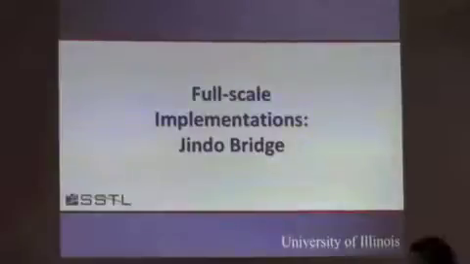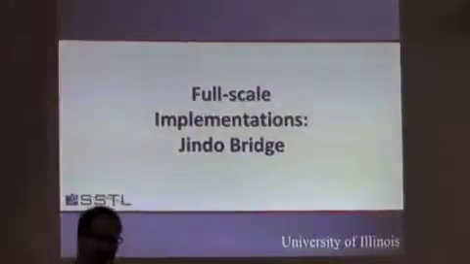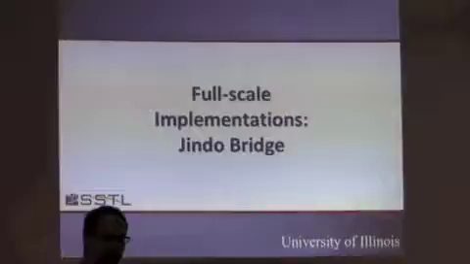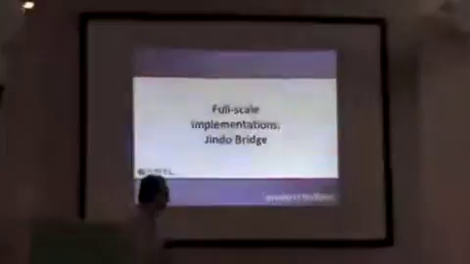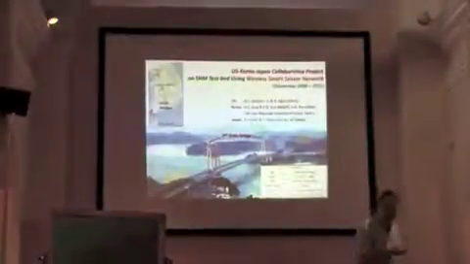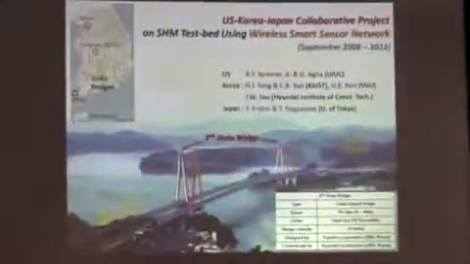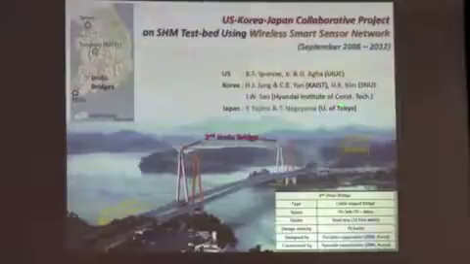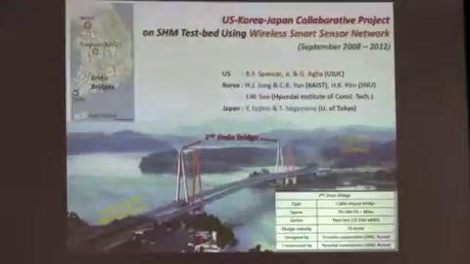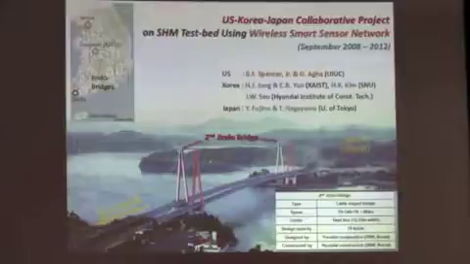Now I'd like to show you 2 full-scale deployments. We've got the hardware, we've got the software, we demonstrated it in the laboratory, but when we went out onto the bridge in the full-scale implementation, we found a lot of challenges. So this is the Jindo bridge. This was a joint effort between KAIST and Seoul National University, the University of Illinois, and the University of Tokyo, Professor Fujino and Nagayama. This is a twin bridge, located between Jindo Island at the southern tip of the Korean peninsula and the peninsula itself. And so you can see there are 2 bridges here.